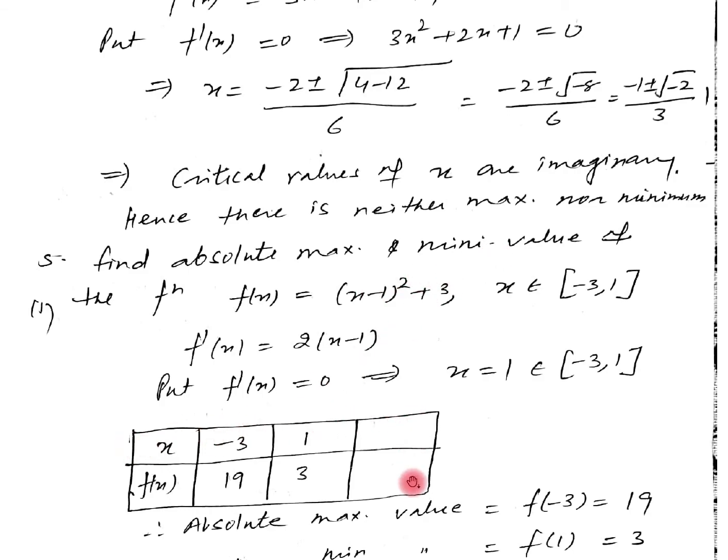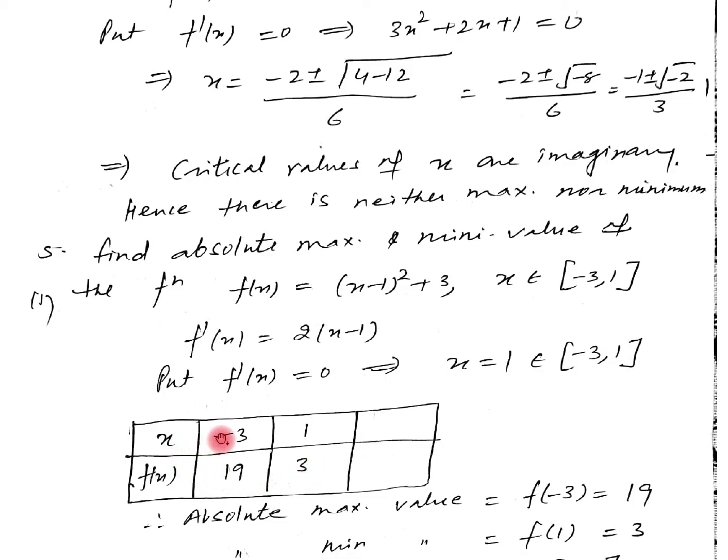We will make this table and get all the values of x, the extreme values as well as the critical points. We have only two values, one is -3, another is 1. 1 is also an extreme value. Therefore x equal to -3 and x equal to 1. At these two values we will find out the value of f(x). Putting x equal to -3, we get f(x) equal to 19. Putting x equal to 1, we get f(x) equal to 3.